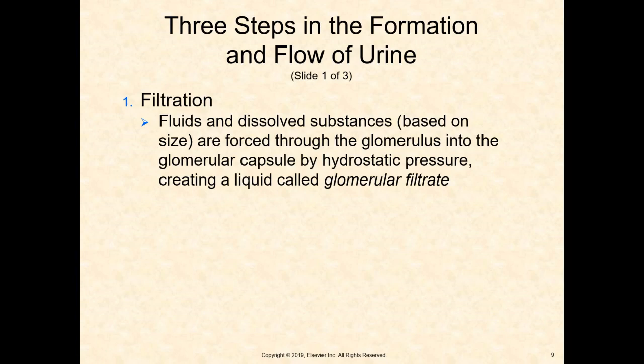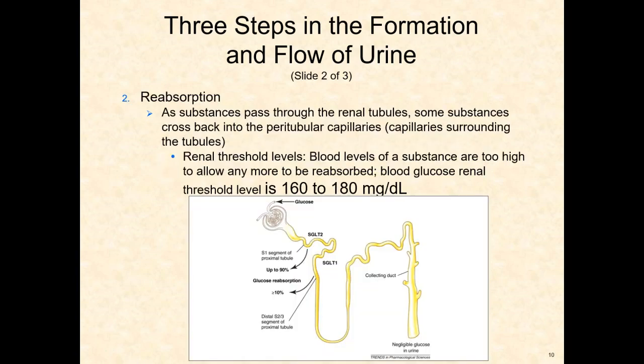So we got 3 steps in the formation and flow of urine. First one is filtration. Filtration is where fluids and dissolved substances, based on their size, and waste products especially, are forced through the glomerulus into the glomerular capsule by hydrostatic pressure, creating a liquid called the glomerular filtrate. It's very similar in makeup to your plasma, but it doesn't have large proteins and cells.